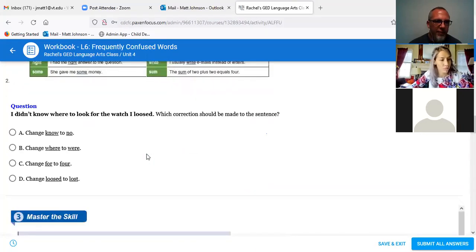Okay. Then go ahead, hit this one too. I don't know where to look for the watch I lose. I think the correct answer is D. Yep. So it's lost instead of lose. That one's, you see this one some, but especially if you're sounding it out, you'll catch on to that pretty quickly.